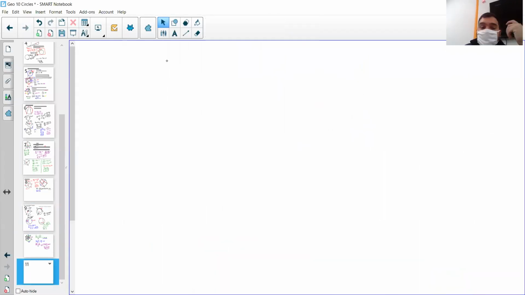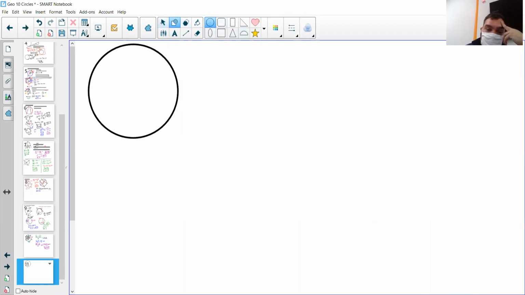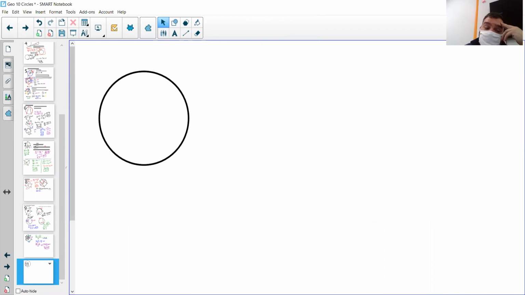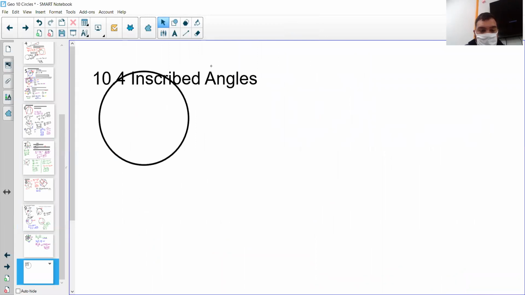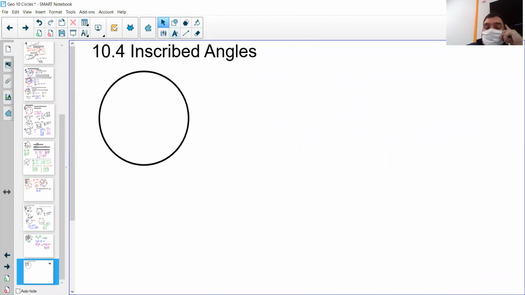Okay, with that information, we can do something else. So let's everyone draw a circle. Is this 10.5? No, this is still going to be under 10.4. So under 10.4. What are you going to do?